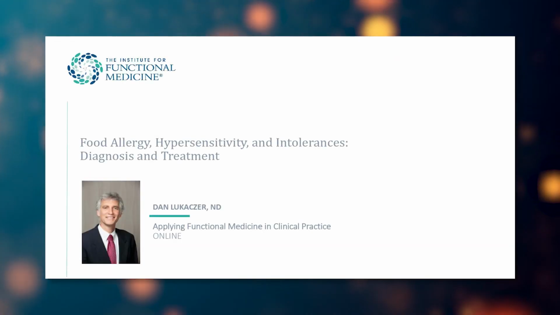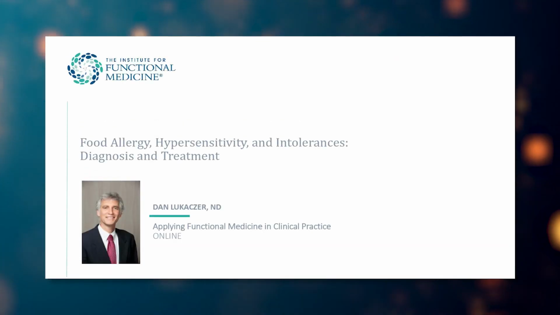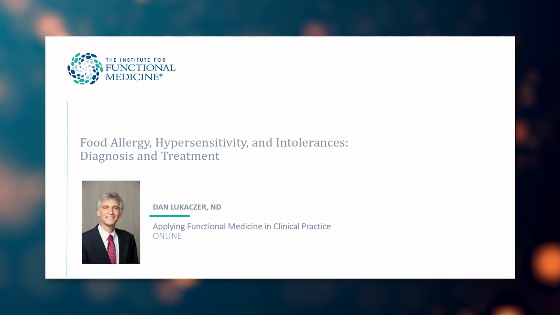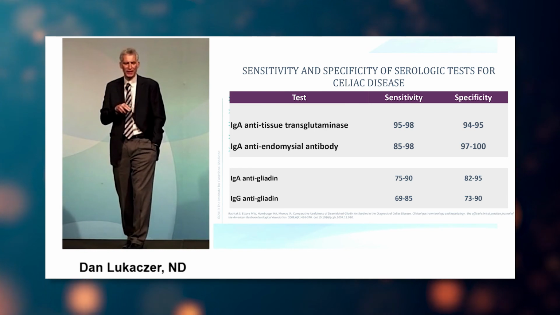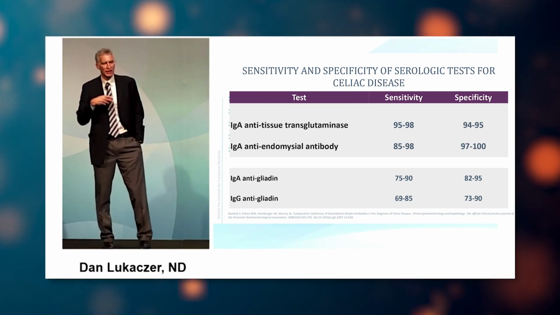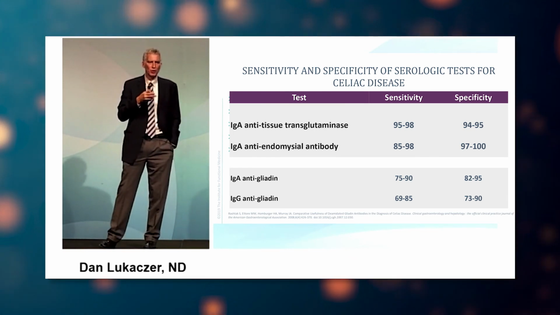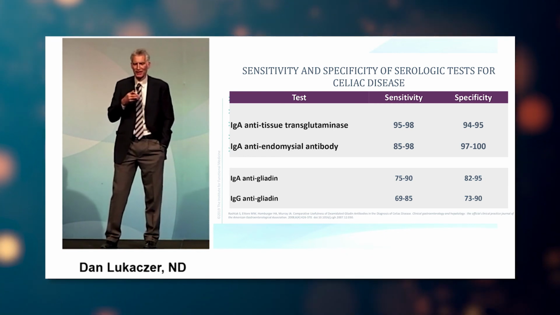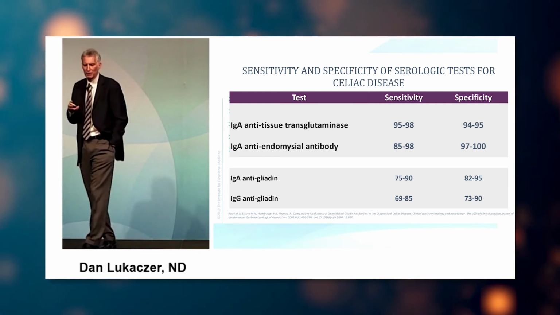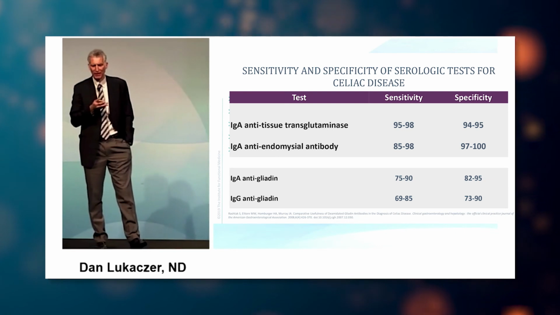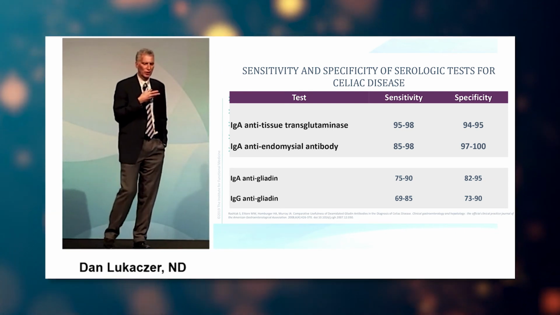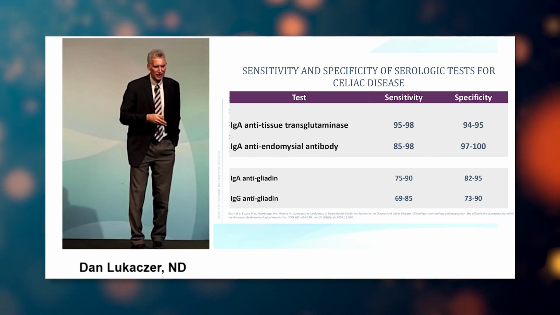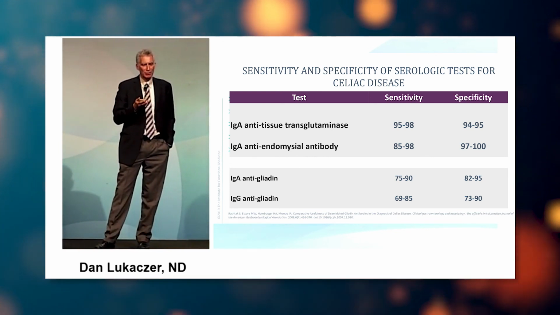Let's look at celiac disease specifically. How do you diagnose that? How do you test for celiac disease? One needs to look at specificity and sensitivity. In the past few years, as I mentioned before, serum testing has become more and more accurate, more specific and sensitive. And it's evolved. In the past, we used tissue transglutaminase and tissue anti-endomysial antibodies.